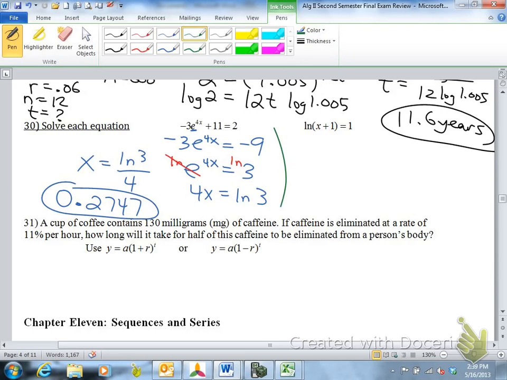On the next one, to get rid of an ln, you would e both sides. So the ln and e cancel, you have x plus 1 equals e to the first, x equals e minus 1, which is approximately 1.718.